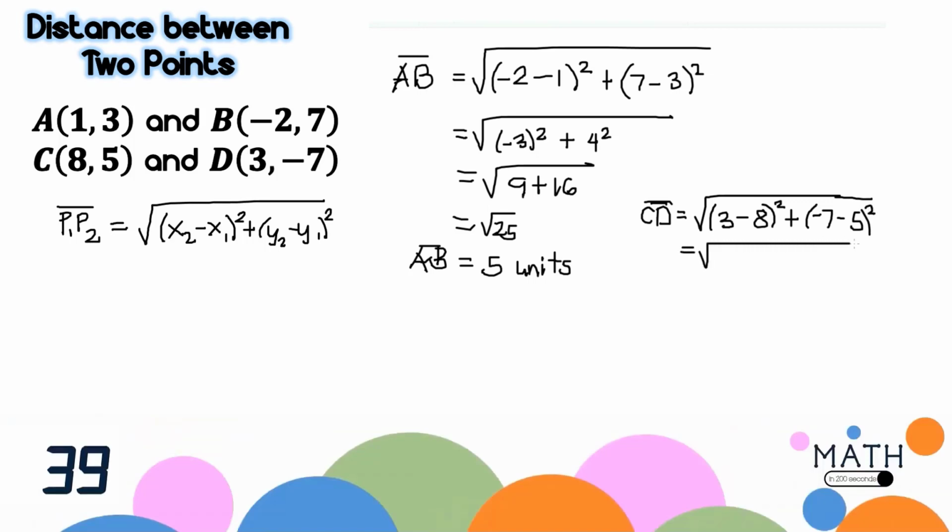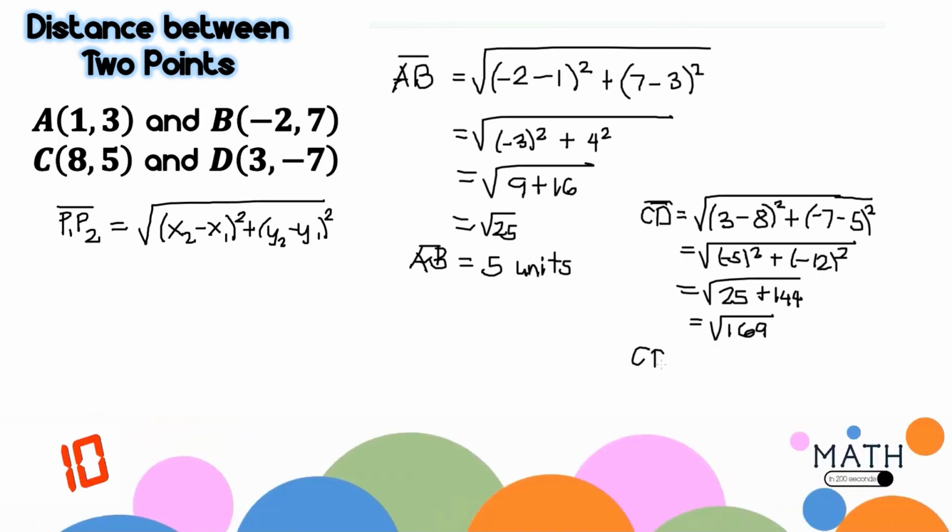So you have the square root of negative 5 squared, please enclose it in parentheses, plus, as well as here, negative 12 squared. Then you will have a result which is equal to 25 plus 144. So that means you have the square root of 169. And the result for this CD is equal to the square root of 169, which is 13 units. This is by the use of the distance formula.